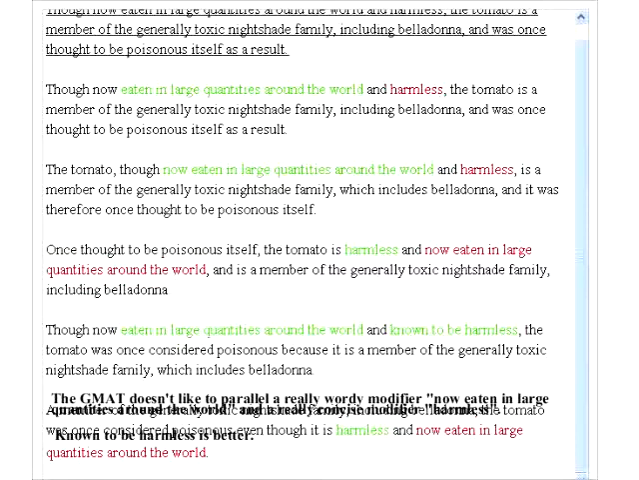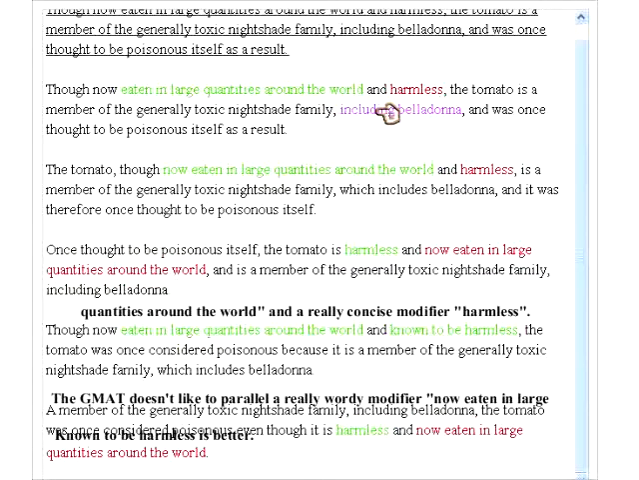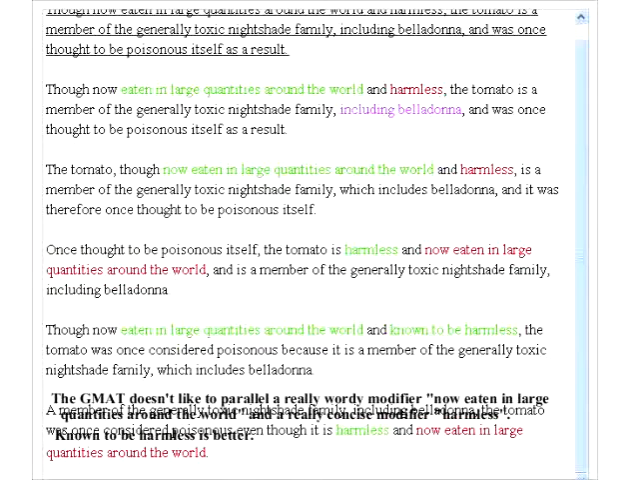Just because we're talking about modifiers a lot. We have a modifier, right? Including belladonna. This is a participial modifier, and we really don't use participial modifiers with commas to modify nouns. It doesn't really make any sense. The tomato is a member of the generally toxic nightshade family, including belladonna. It's just dangling there, right? It's just floating.